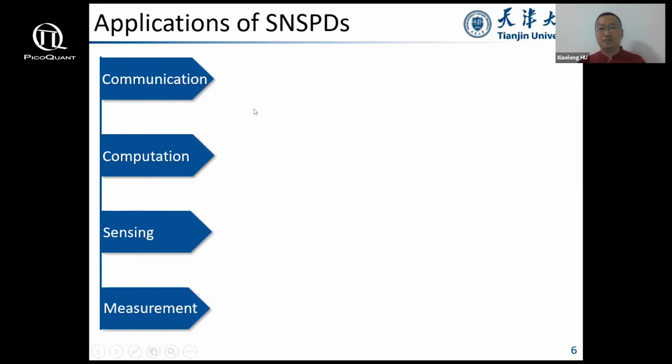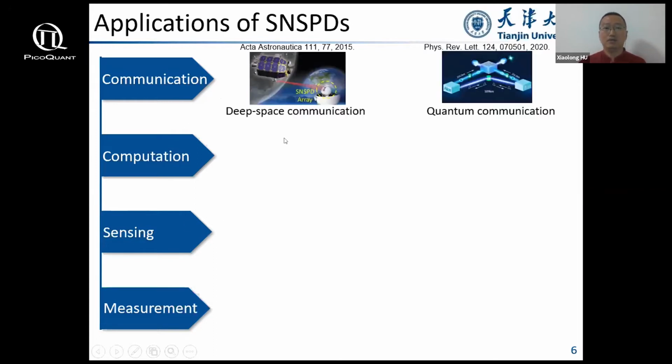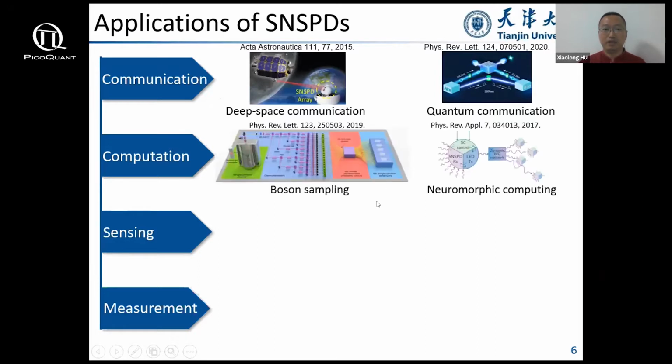I would say that SNSPD is a pretty successful technology because it has been widely used in communication, computation, sensing, and measurement, including classical and quantum applications.